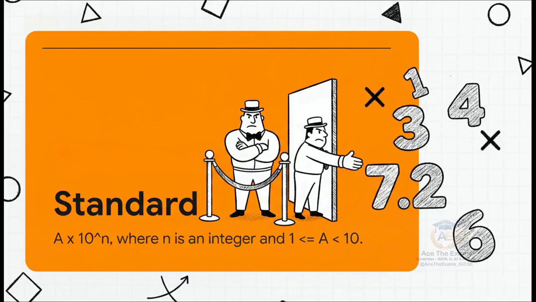Let's play Find the Flaw. If Sam writes 72 times 10 to the power of 3 on his paper, what's the flaw? The 72 is too big. If he writes 0.72 times 10 to the power of 5, the flaw is that 0.72 is less than 1. It absolutely has to be adjusted to 7.2. Do not drop marks on this technicality.